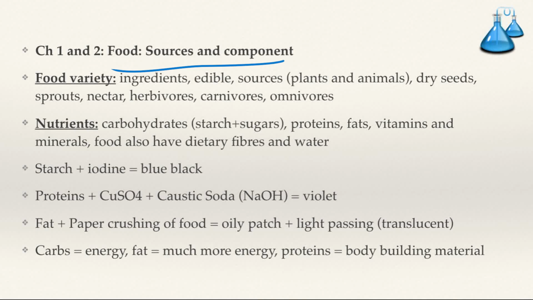So I'll be covering 6th and 7th class NCERT in this course, and in the next course we'll be targeting 8th and 9th. Chapters 1 and 2 deal with food, its sources and components. The food variety is about the ingredients that food is made up of. Edible means anything which you can eat. Sources of food can be plants and animals, for example veg and non-veg.